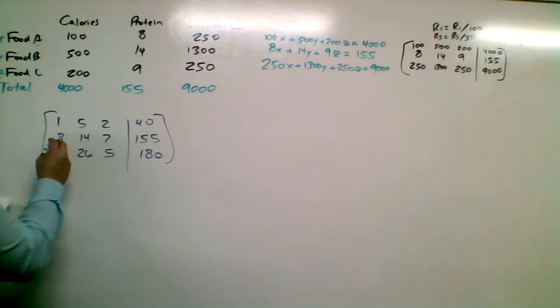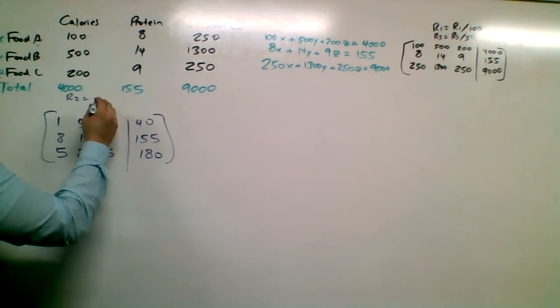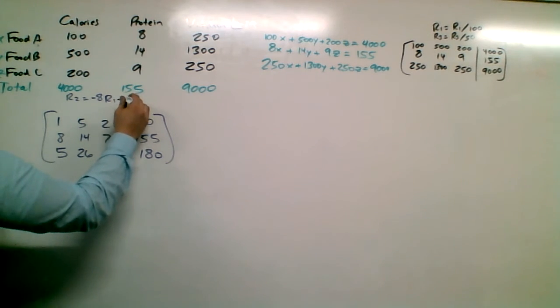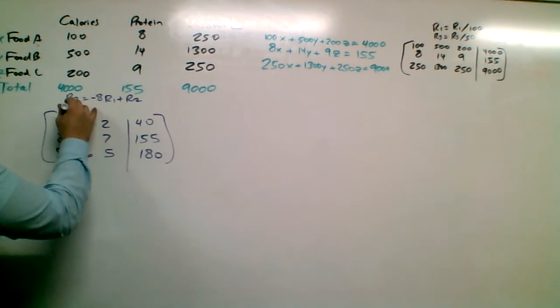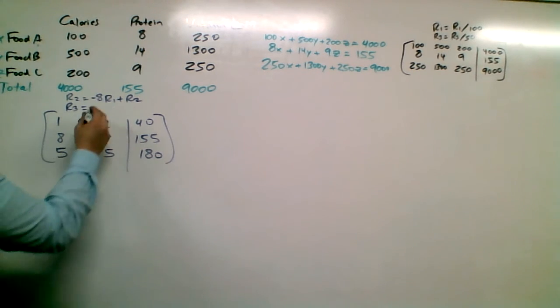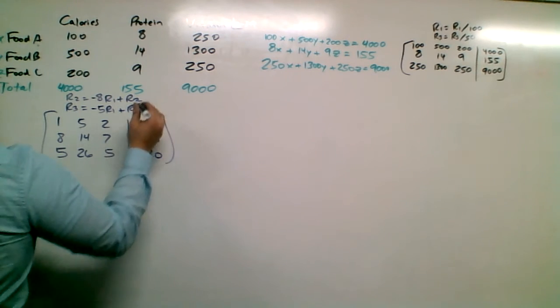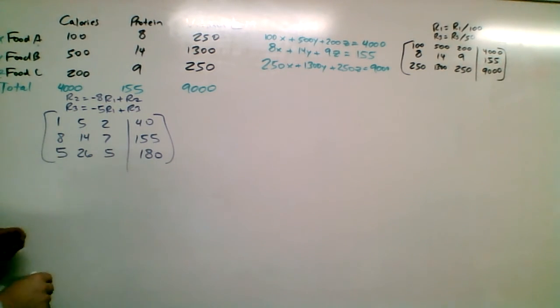So let's say I'm going to do row 2 equals negative 8 times row 1 plus row 2. And because negative 8 times 1 is negative 8 plus 8, that's going to be 0 in the row that I want. But also I'm going to do row 3 equals negative 5 times row 1 plus row 3. Negative 5 times 1 is negative 5 plus 5 is going to give me the 0 that I want. So now I'm going to carry out this row operation.